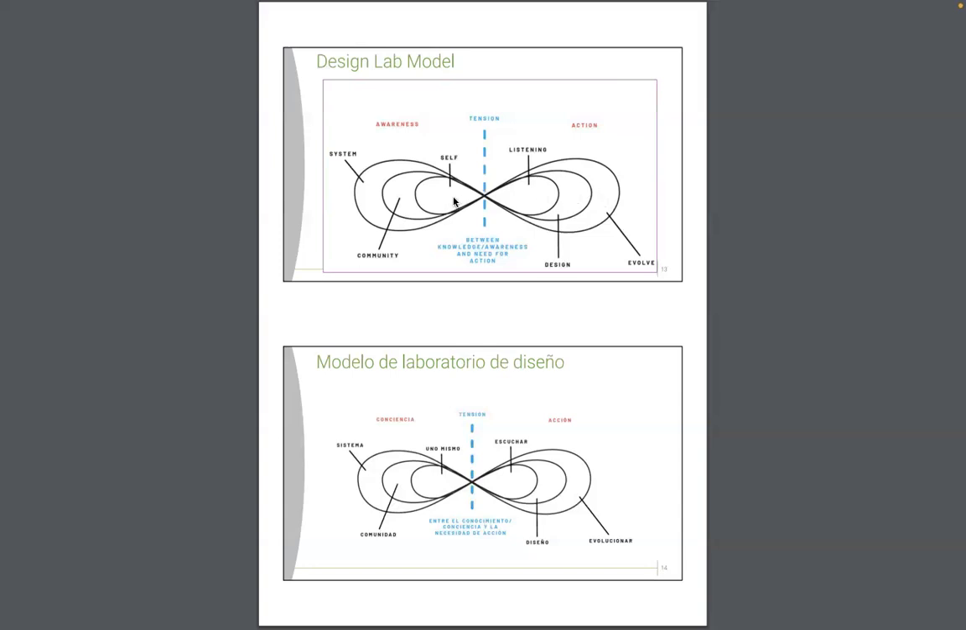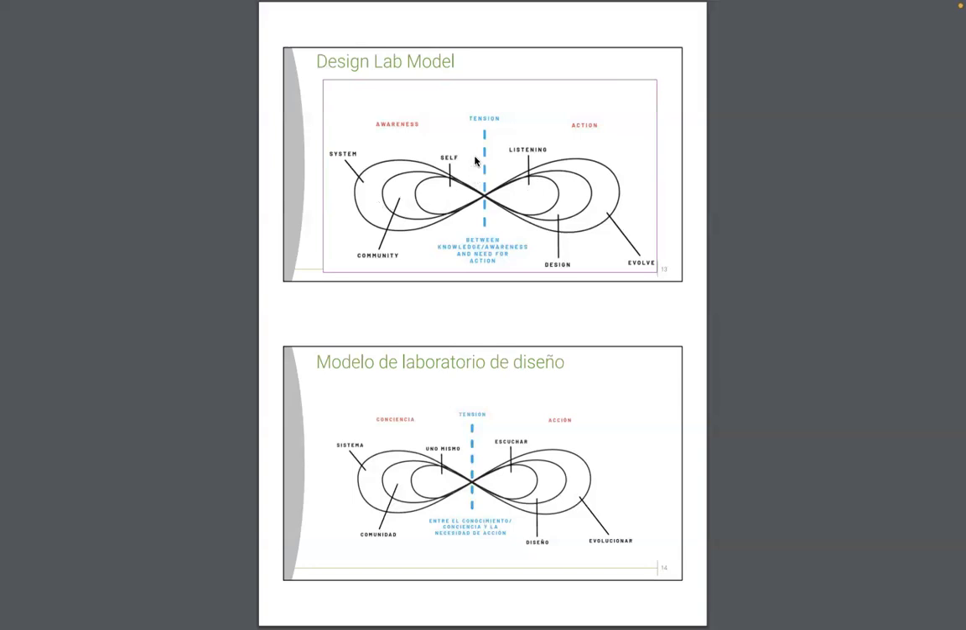And these two loops, these two sides of the triple loop also interact with each other. So I want to point out a few ways in which that works. When you're listening to community, it's going to change you. If you're there authentically listening, if you trust community and what they're saying, it will fundamentally change you. It'll change the team or the group that you're in, that is working together. And it can also change the system.